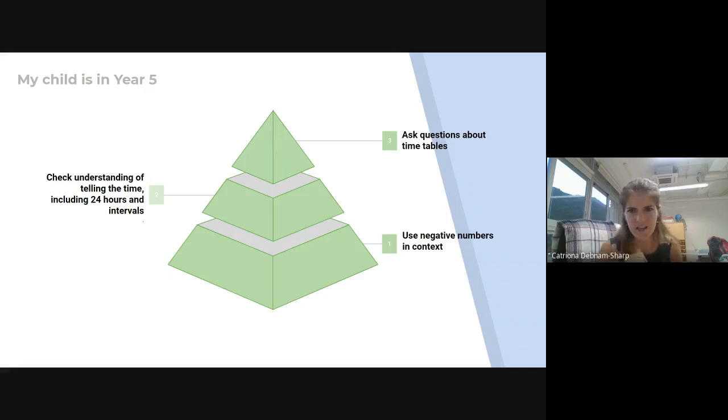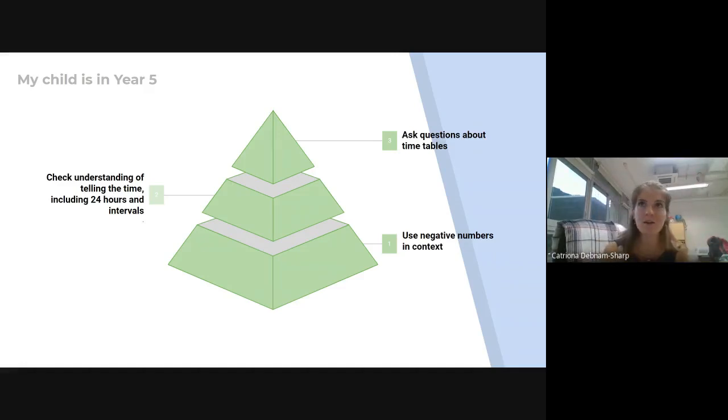And the last thing is timetables, not times tables, timetables. For example, like a bus timetable. Having an understanding of how a bus timetable works and the difference between each time being the duration of the journey. So understanding how long the journey is based on what they see in the timetable.